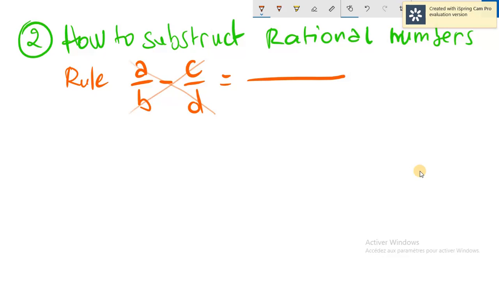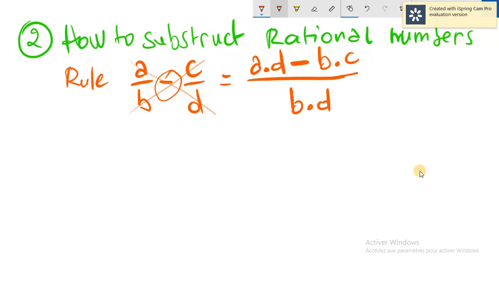a by d. Then our operation here is subtraction, so you need to put a minus here, and b is crossed with c, so you are going to multiply b by c, and as denominator you need to multiply the denominators, which are b and d, so b multiplied by d. That's the rule. Let's go to the examples.